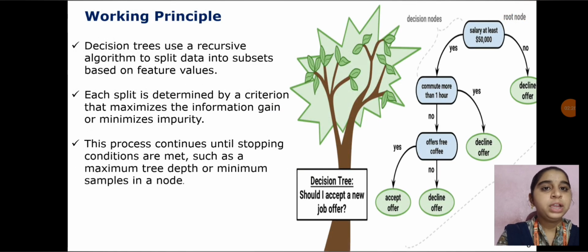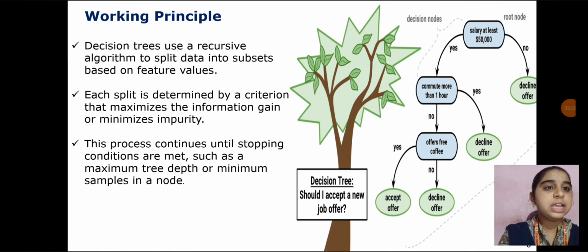Working principle. Decision trees use a recursive algorithm to split data into subsets based on the feature values. Each split is determined by a criterion that maximizes the information gain or minimizes impurity. This process continues until stopping conditions are met, such as a maximum tree depth or minimum samples in a node.